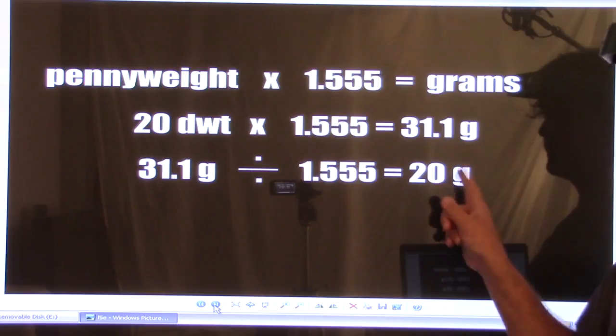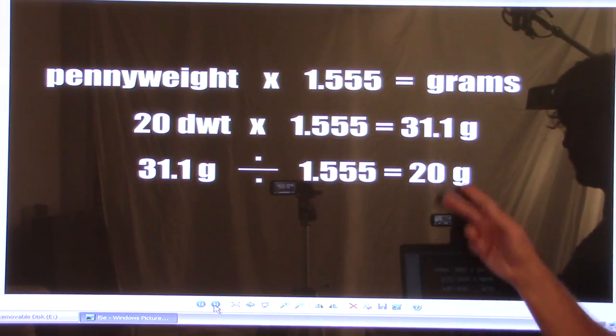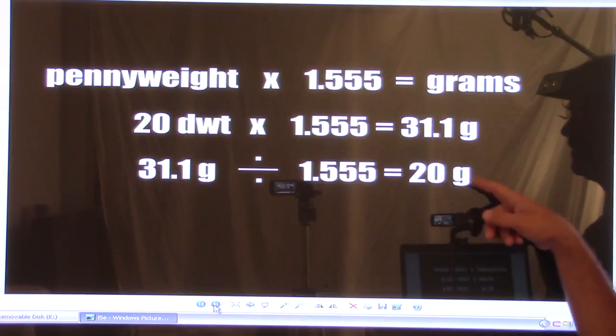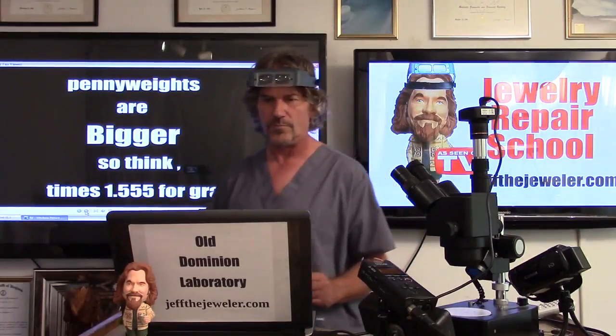Whoops, this should say pennyweights. It's got a G on it. It should be DWT. All right, so we got a mistake here. This should say 20 DWT. All right, so we've got an error here.